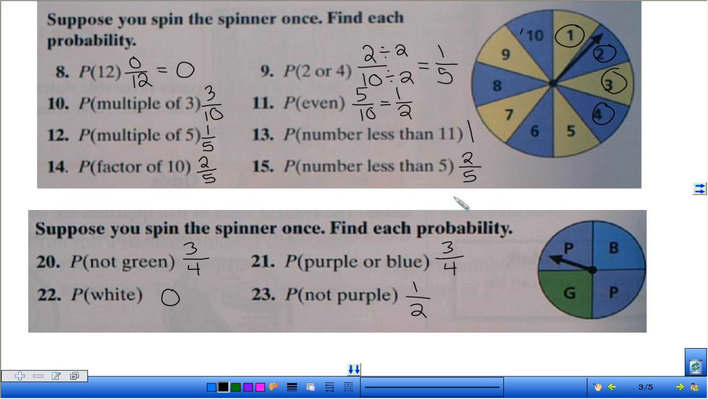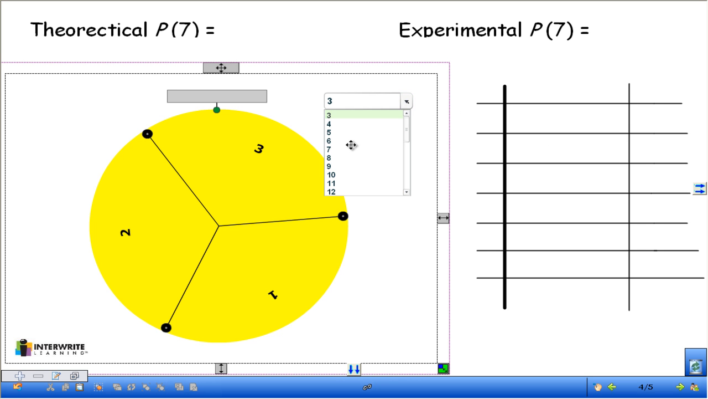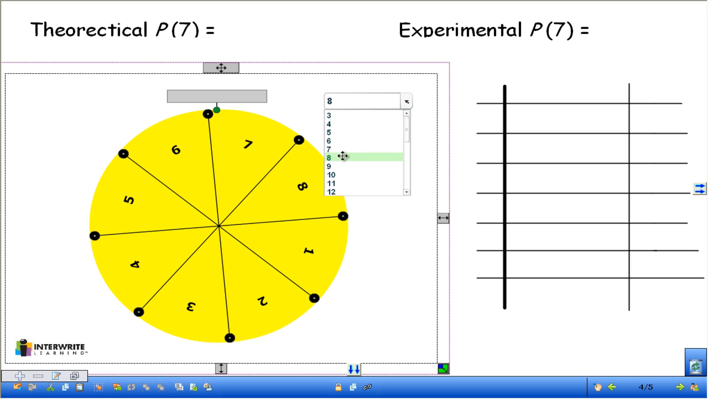So let's move on to a spinner activity. This is what I was excited to show you guys. Oh, I gotta figure it out first. There we go. So here's a spinner.